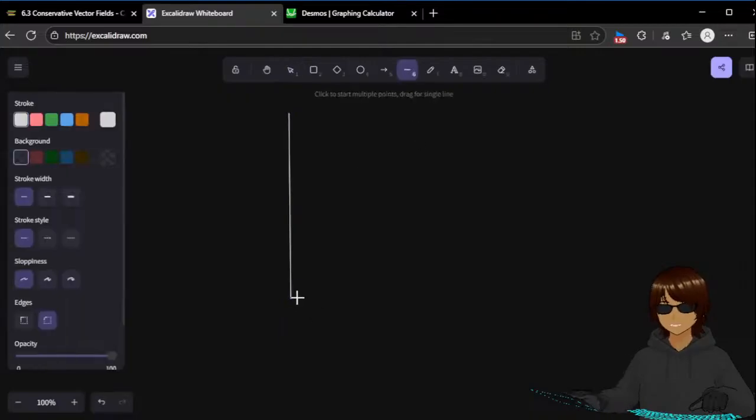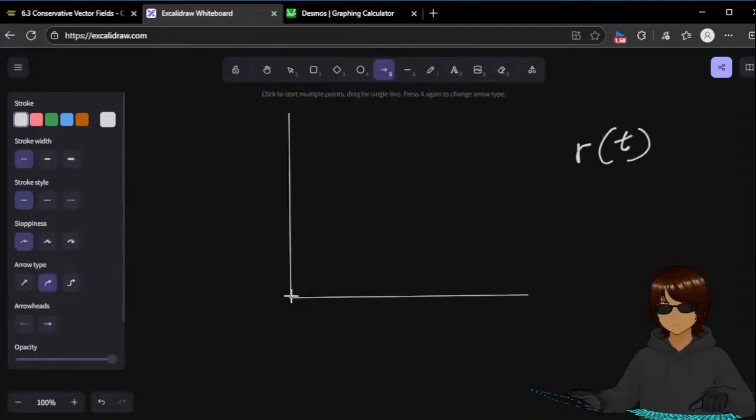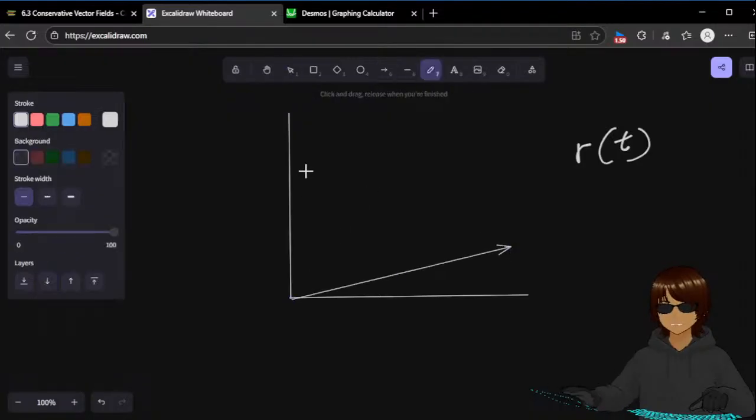So let's say we have a vector valued function r(t). r(t) is a vector value, so r(t) gives a vector, and as t changes, the vector changes. So vector valued functions define a particular path.